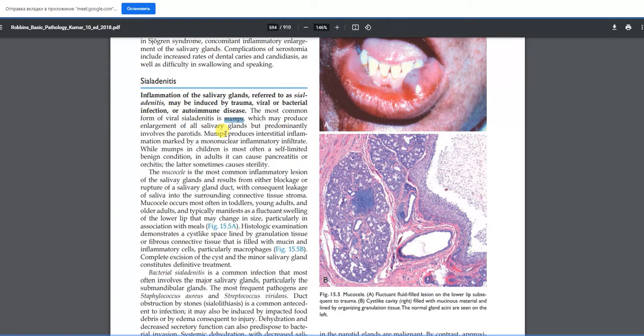But sometimes, along with the parotid gland involvement, it affects the testes in males, causing inflammation of the testes. It can also cause infertility in the future, sometimes sterility. But it's pretty rare. Don't worry, not every person who had mumps is sterile.